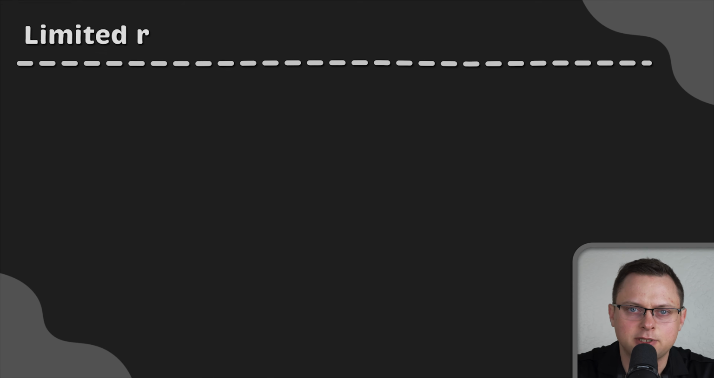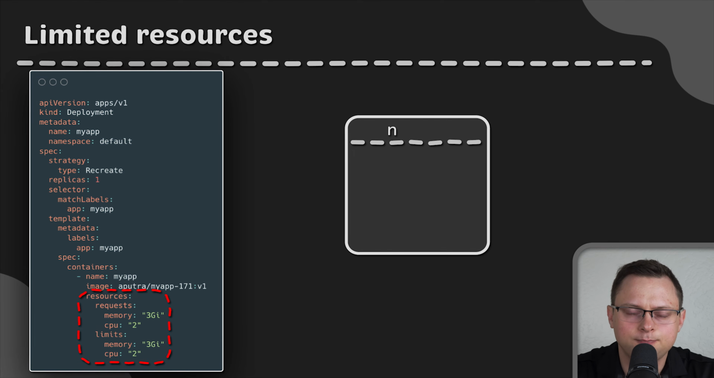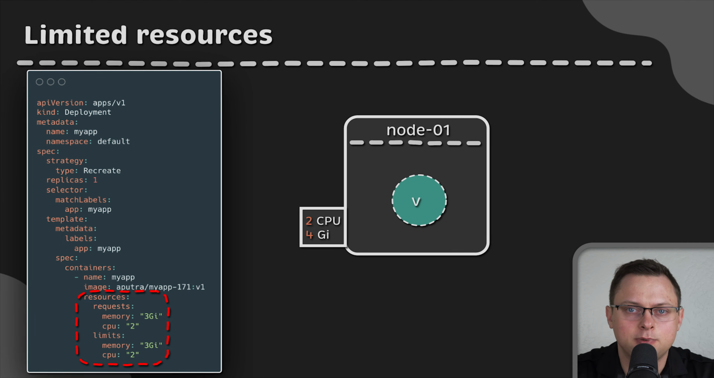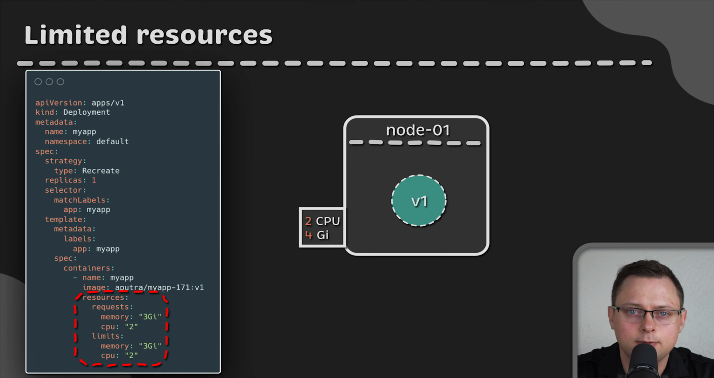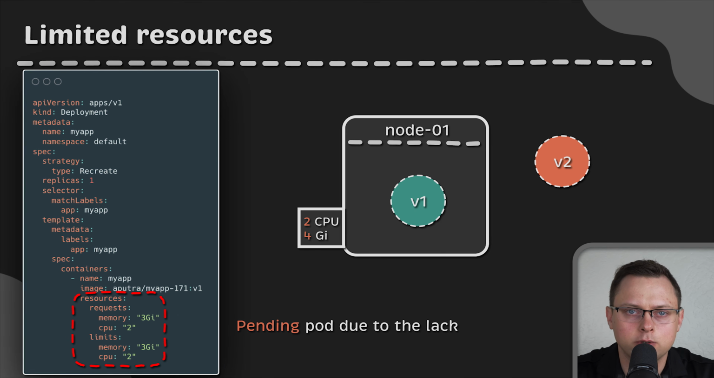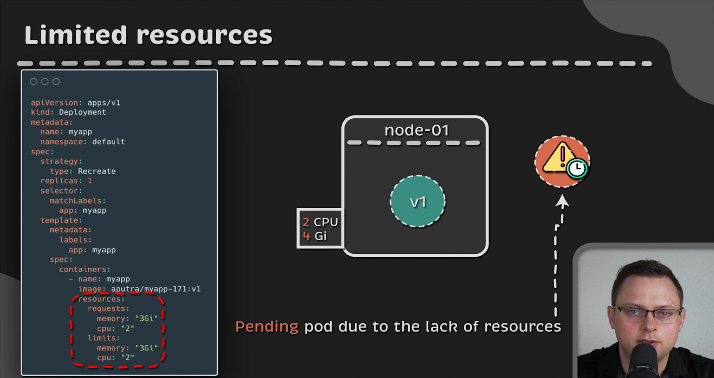Another use case potentially in development is when you have limited resources. Let's say you have a single node that can run a single pod. If you perform a default rolling update, your new pod will get stuck in pending state and won't upgrade your app to the new version. With recreate, it will terminate that pod first and then start a new one.